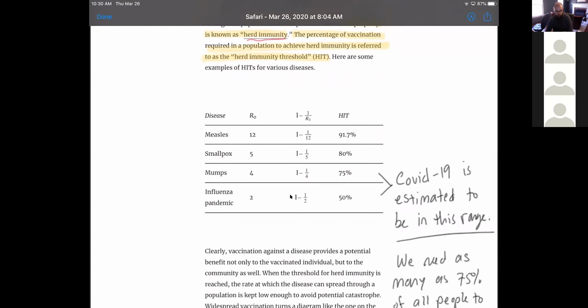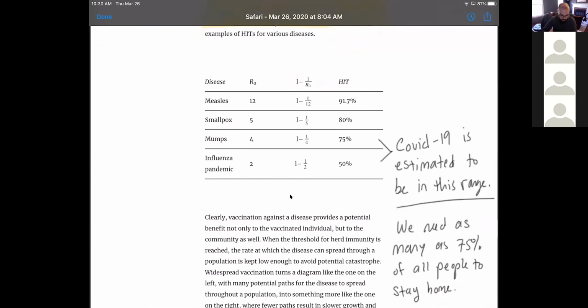And if we look at this for the same chart that we did before, if you did it for measles, the herd immunity threshold is going to be about 92%. So that's super, super infectious, way up high. You need about 92% of the people vaccinated or isolated to not have a spread.